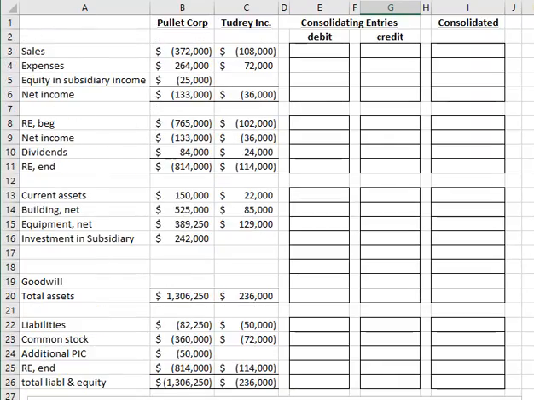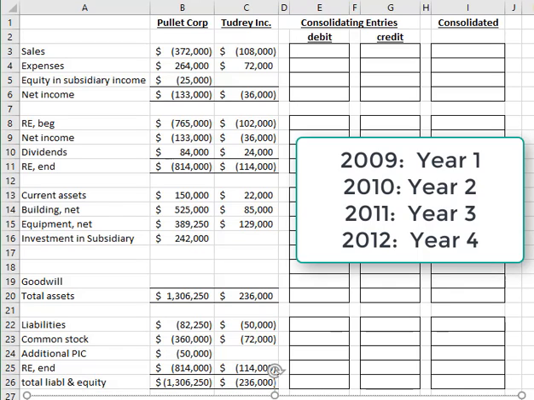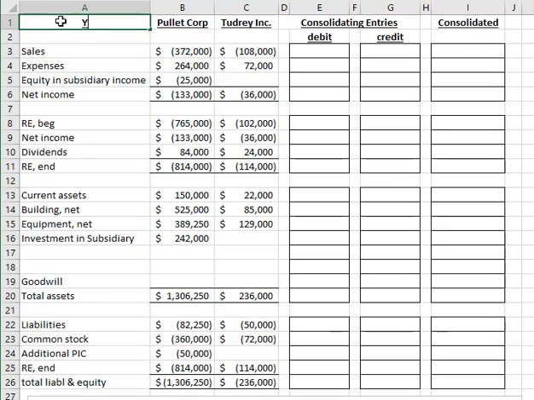So let's work on this. We see here the purchase was made on January 1st of 2009. So that would have been year 1. 2010 would be year 2. 2011 would be year 3. 2012 would be year 4. So we're doing the financial statements for year 4. Notice how in the prior activities they told you what year we were in. Now we had to figure it out. So each class activity builds on the prior and asks a little bit more of you.